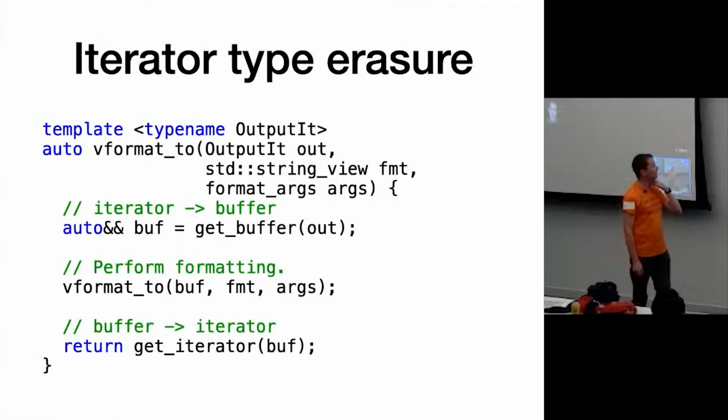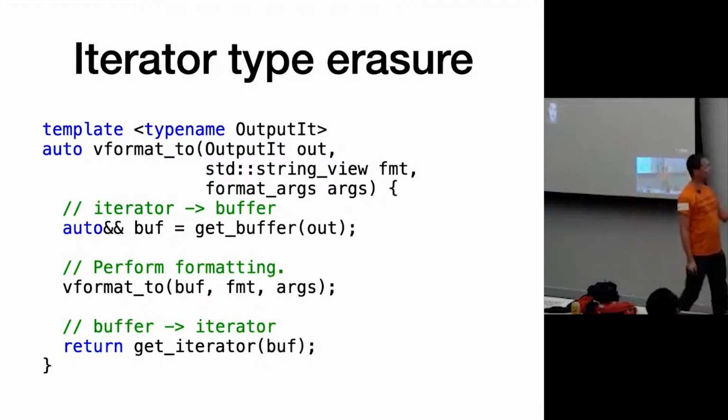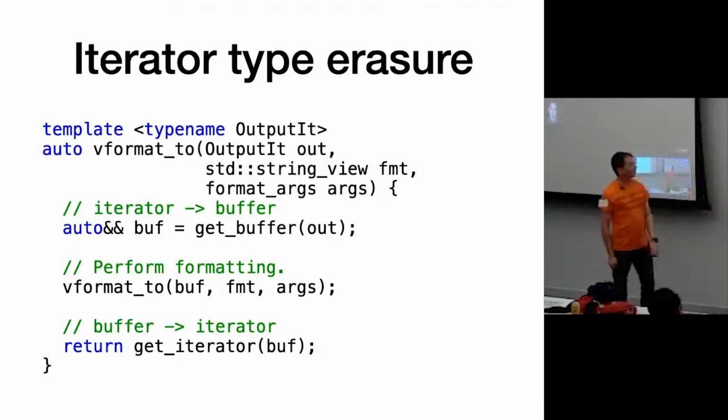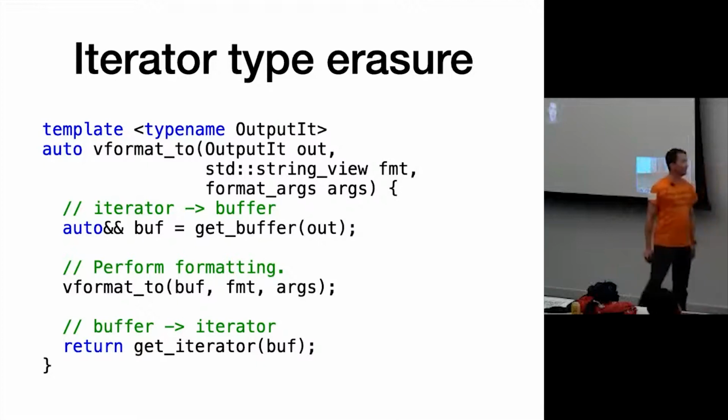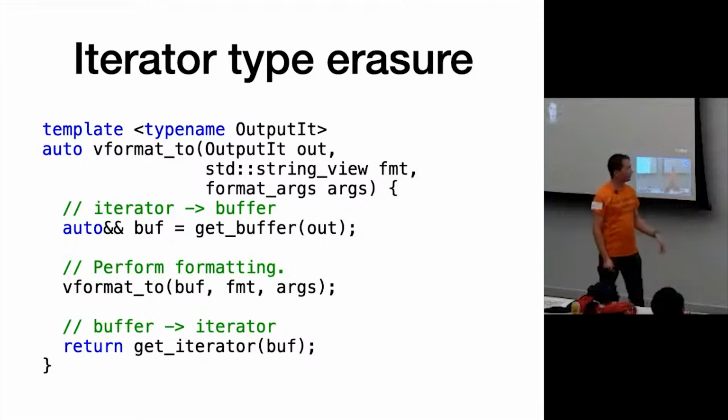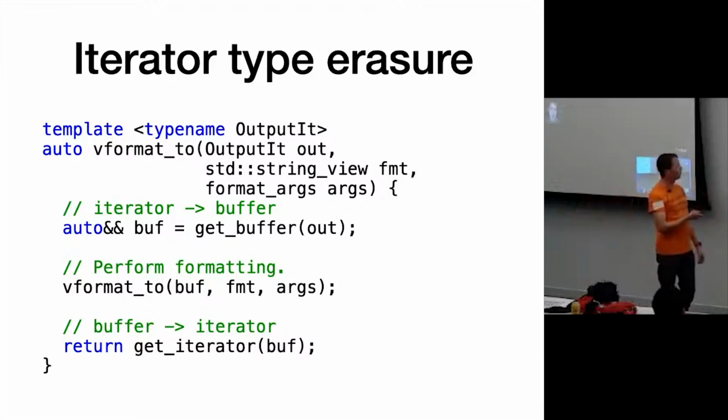Iterator type erasure is also pretty simple. We take an output iterator and convert it into one of those buffers, as shown in the diagram previously. We do the formatting, but now not into the iterator, but into the buffer. So here we don't have any template load because buffer is just the base class. It's a reference to the base buffer. And finally, we convert the buffer back into the iterator.